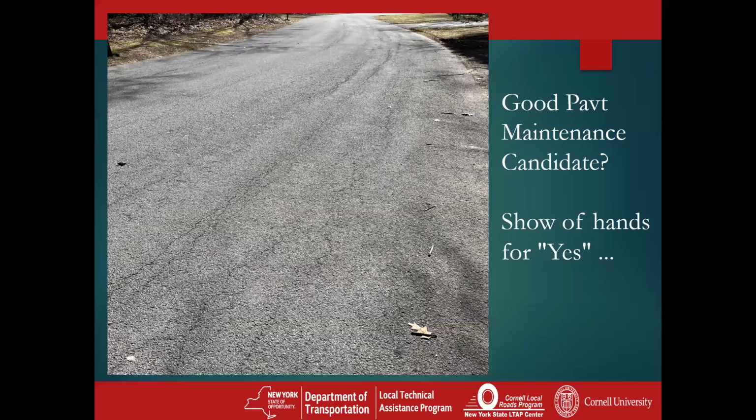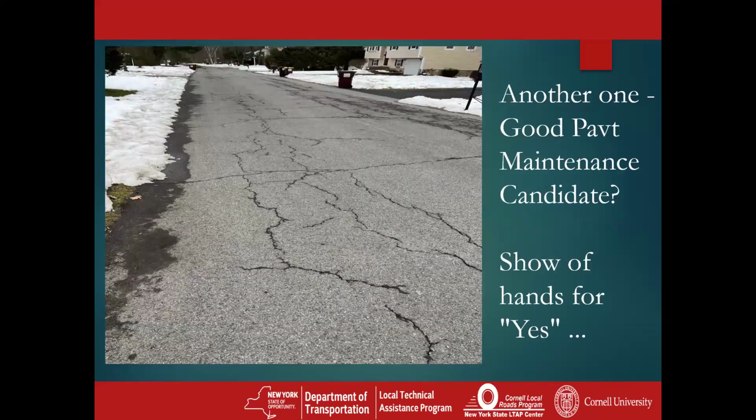So let's do a quick show of hands, and I'm going to ask Jody to help me out here. Is this a good pavement maintenance candidate? Jody, are we seeing any hands? Yep, we have about 10 participants. Okay, it's going up. Yep, I would agree. And we'll talk about this in a minute. How about this one? Good maintenance candidate? You have about 24.